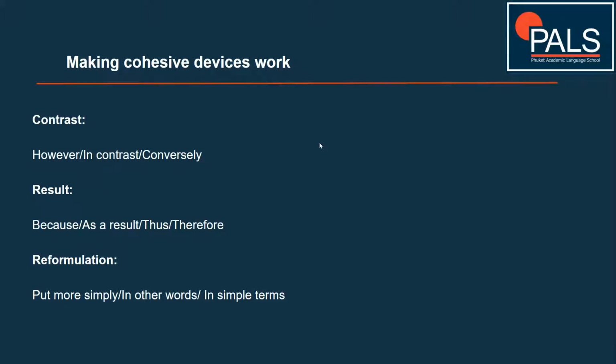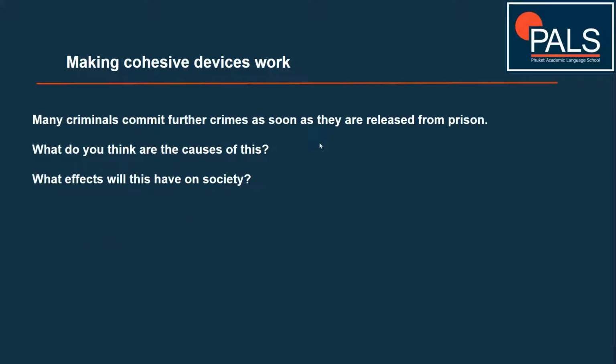So let's move on. This is the question that we're going to look at for our model answer. And as you'll notice, it is a two-part question, one of the four question types that we've mentioned in this course already. Many criminals commit further crimes as soon as they're released from prison. What do you think are the causes of this? What effects will this have on society? Okay, what do you think the causes of this are, and what effects will it have on society? So this is a cause and effect essay.